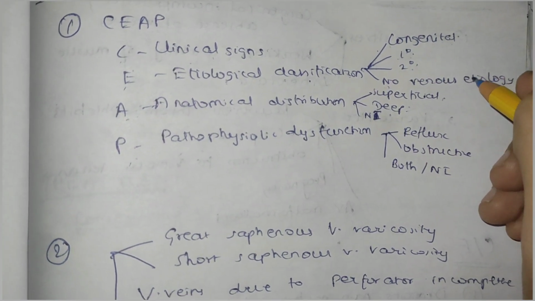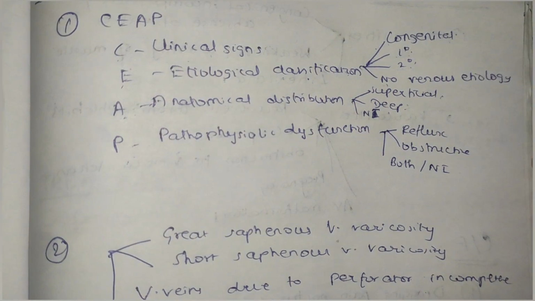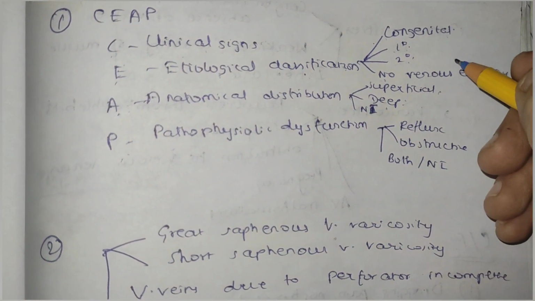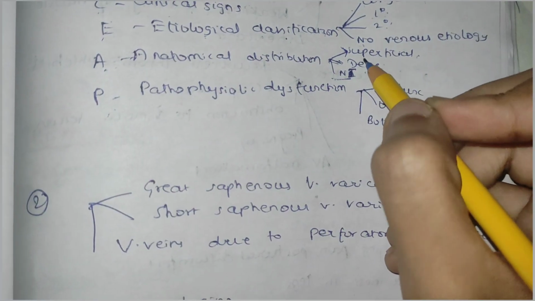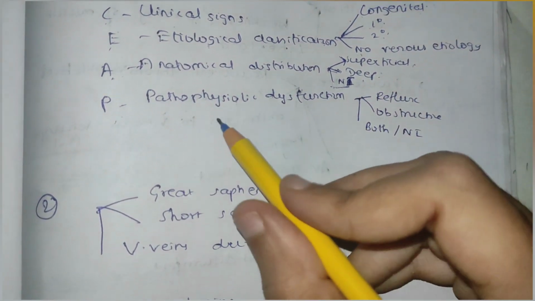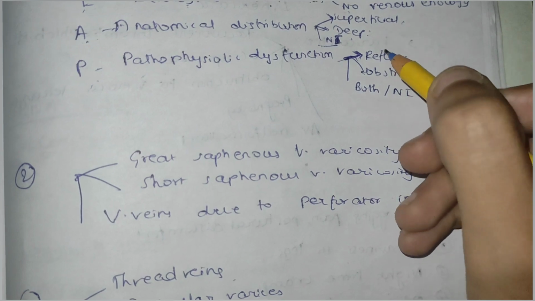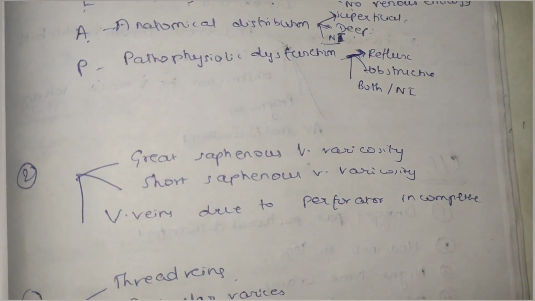And the fourth one is that there is no venous etiology, there is no venous relation to the causation of varicose vein. So next one is the anatomical distribution, which may be either superficial, deep or not identified. Pathophysiological dysfunction includes reflux, obstructive, both or not identified.